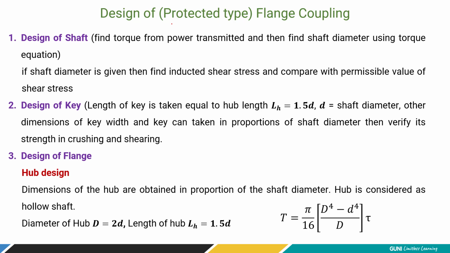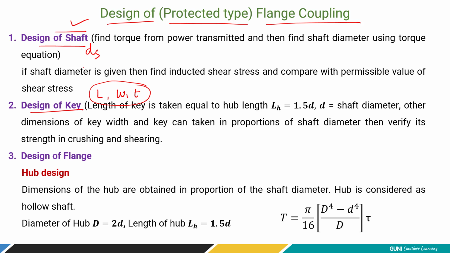Now let's talk about the design of flange coupling. Mostly it is protected type. Now when you say design of flange coupling, it's not simply only the flange, it's the design of the shaft. You have to find the shaft diameter, right? Then you have to find out the length, width and thickness of the key, okay? Because shaft, key and flange make the protected type flange coupling. Coupling itself is not working because flange coupling dimensions are taken in proportion with the shaft diameter, right?